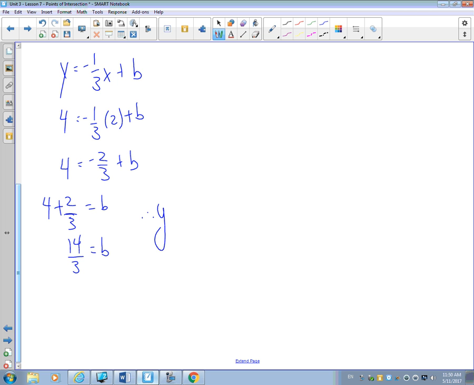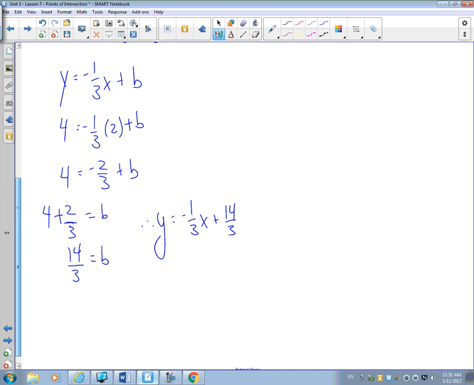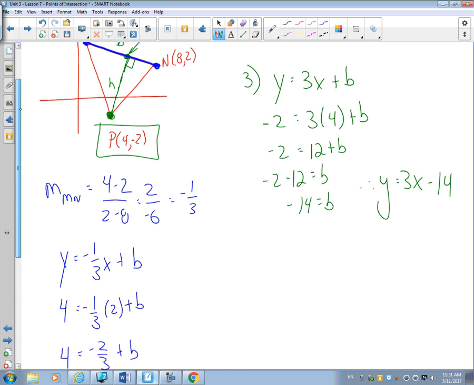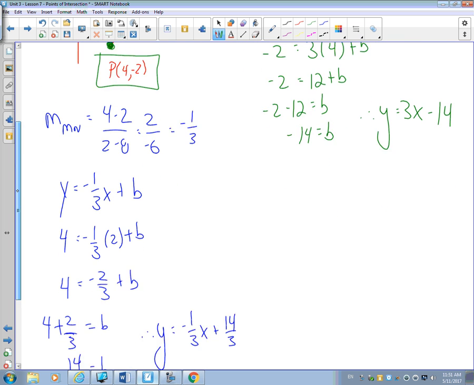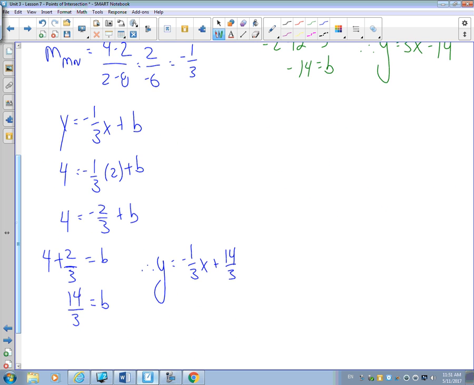Okay, what do we got? y = -1/3 x + 14/3. So we have the two equations, the base and the height. They're lines. We want to figure out where they meet. If we figure out where they meet, we can then find the length of them. So we need that POI right in the middle there, the POI between the green line and the blue line.